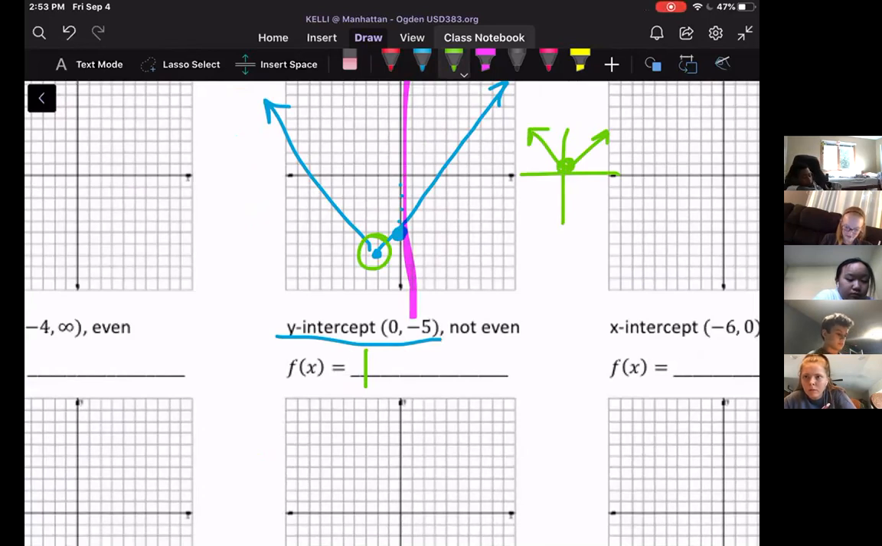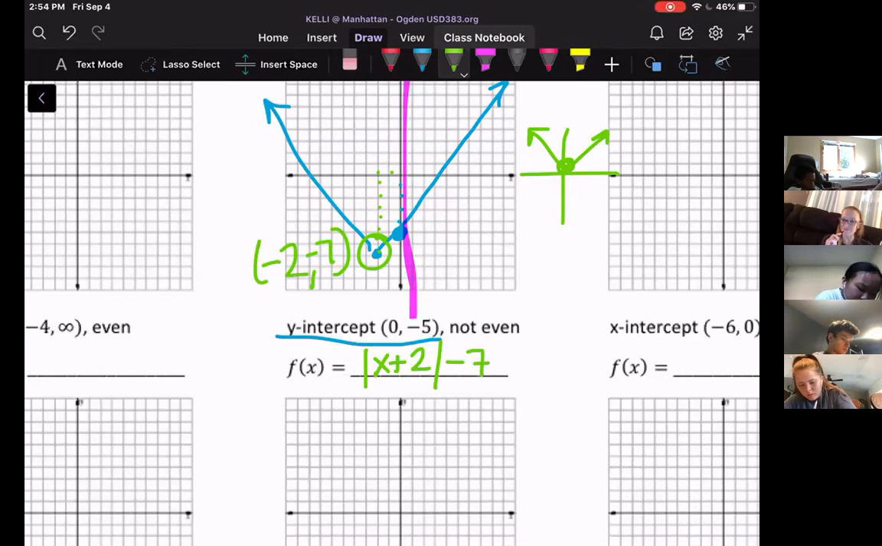So in my case, I went to the left 2. So that's adding 2 inside the absolute value. And I went down 3, 4, 5, 6, 7. So this was the point -2, -7. So that would have worked. There's a ton that would have worked. Could it have opened down? Yeah, you totally could have had it open down. I would have had a negative symbol outside the absolute value bars.